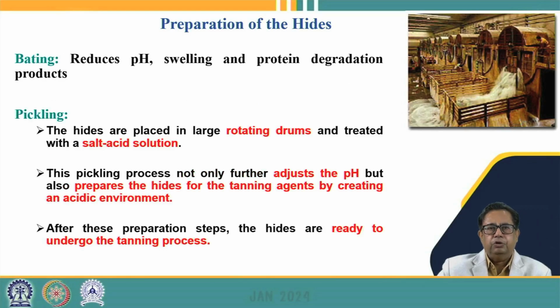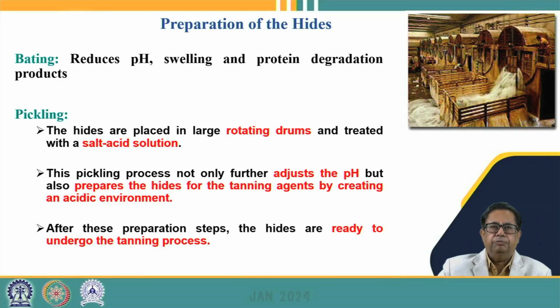So bating not only reduces the pH, but it also helps in reducing the swelling of the hides which occurred during the liming process. Similarly, it also helps in the degradation of the proteins which are attached to the hides.